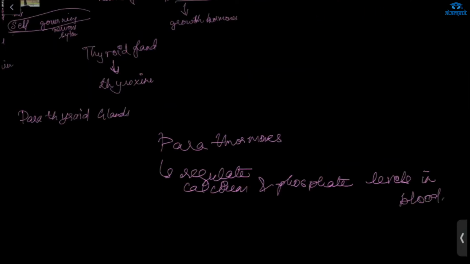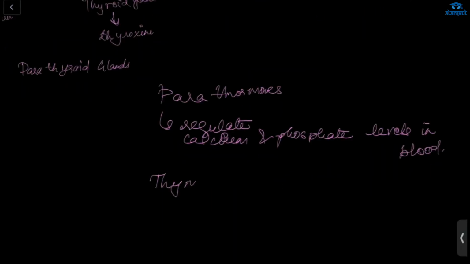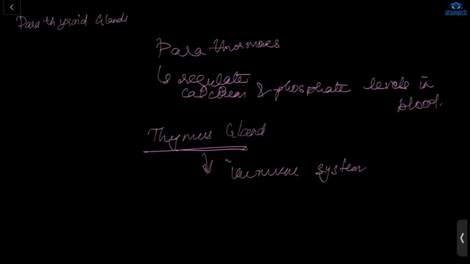Okay. Next we have thymus. I think we have discussed this thymus, right? When we were talking about the blood, we discussed the thymus and the leukocytes. This thymus plays a role in the immune system, white blood cells.